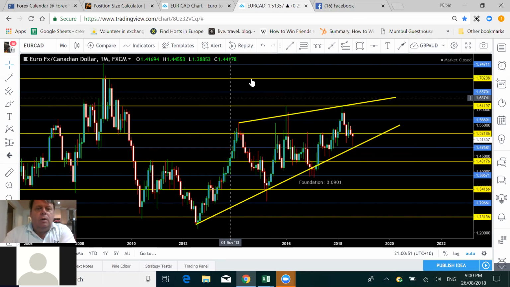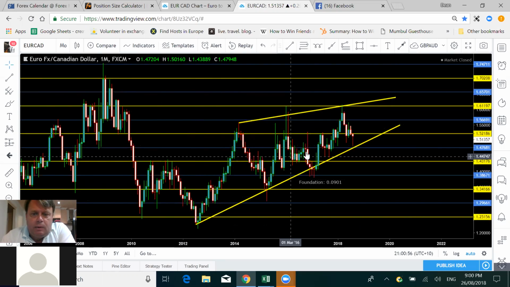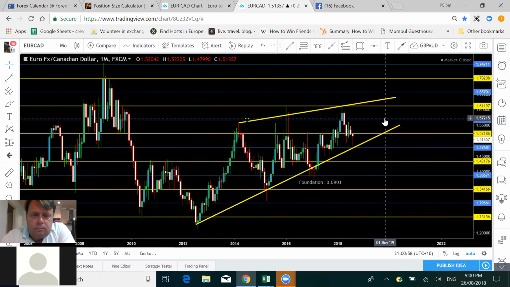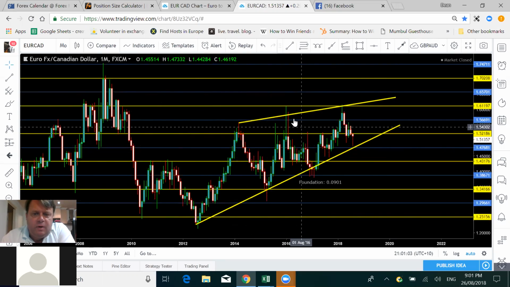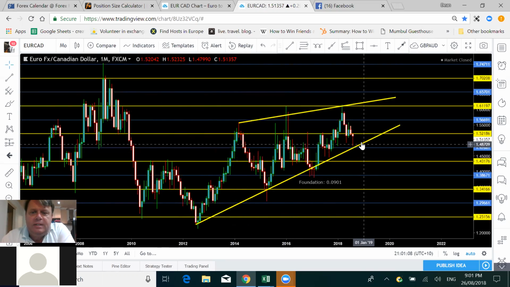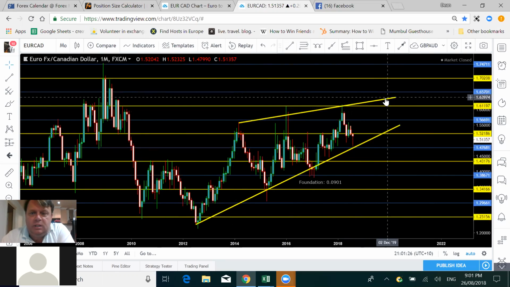So EURCAD at the moment, this is a monthly view of the euro Canadian dollar, and clearly we're in an uptrend. We've got lower highs, higher lows forming, and higher highs forming on a monthly level, so we're in an uptrend. You can see we're just down at the bottom of the support and resistance channel of that uptrend, and we've bounced off that and moved up. So what we would expect over the next couple of months is the uptrend to continue up until probably this yellow line here, or potentially this yellow line here.